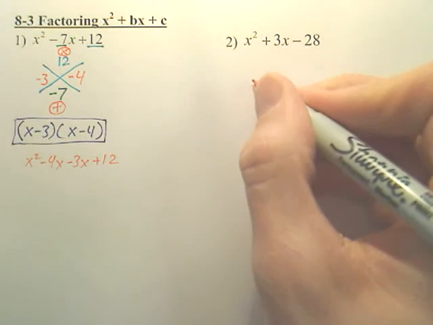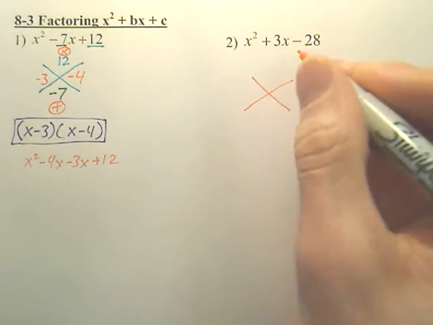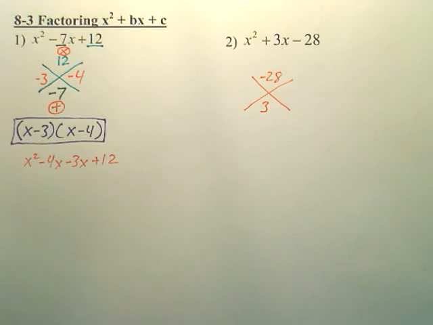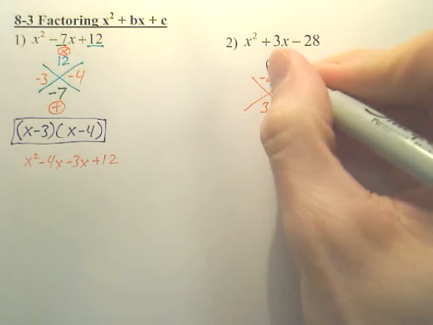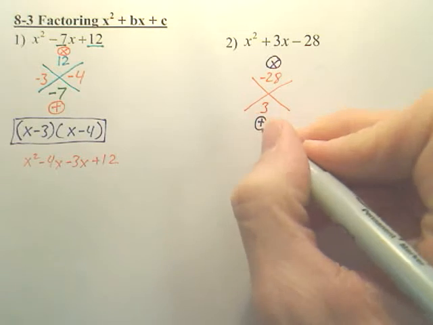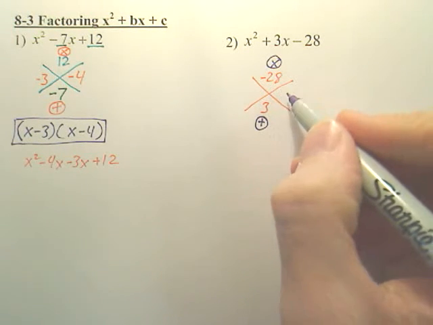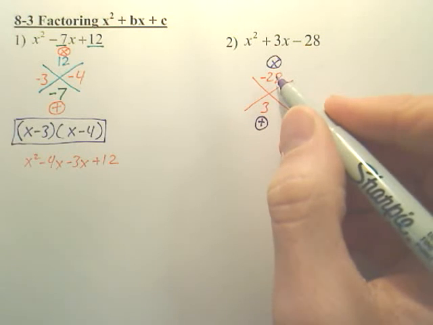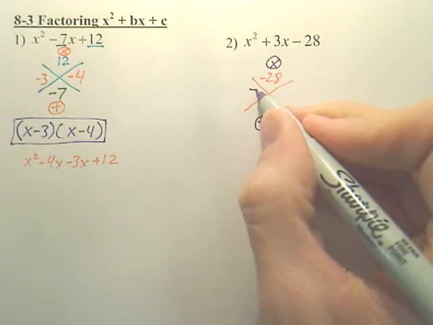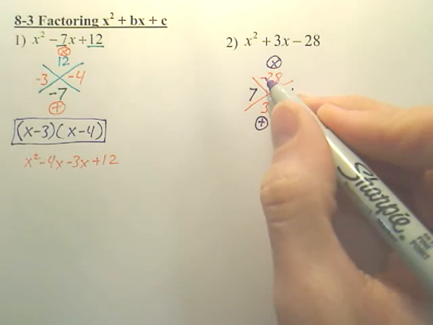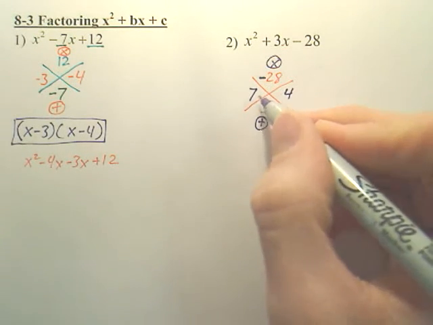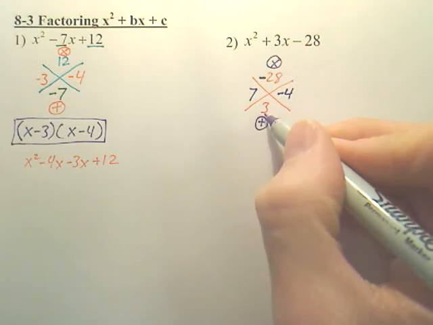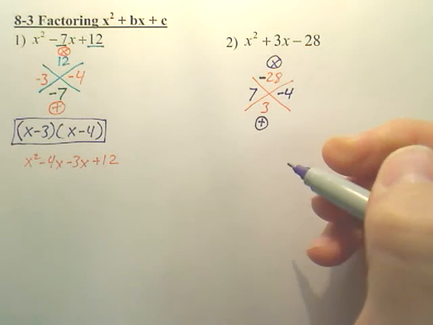Now, for this one, you do the same thing. Again, that's a negative 28 on top, and the 3 goes on the bottom. From there, you're trying to find two numbers that multiply to get negative 28 and add to get 3. So 1 and 28, no. 2 and 14, no. 7 and 4, ooh, if I did 7 and 4, since that's negative right here, one of these has to be negative. So if I made that a negative 4 and a positive 7, when you add those, you get 3. When you multiply those, you get negative 28.